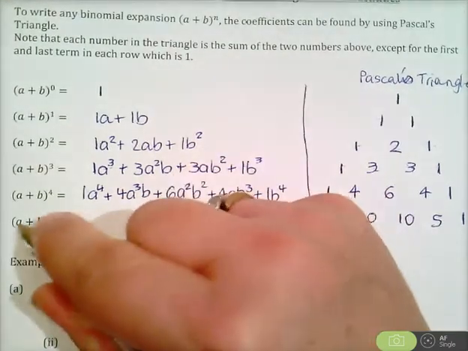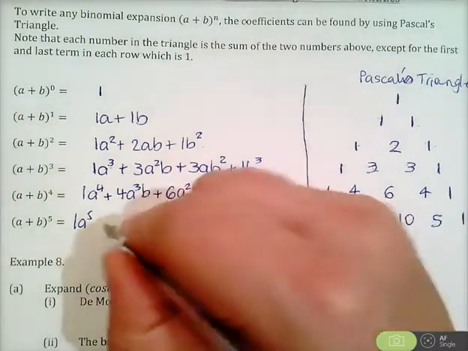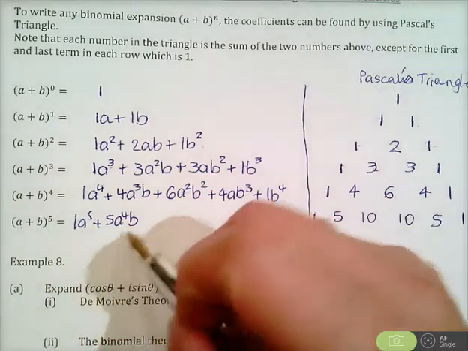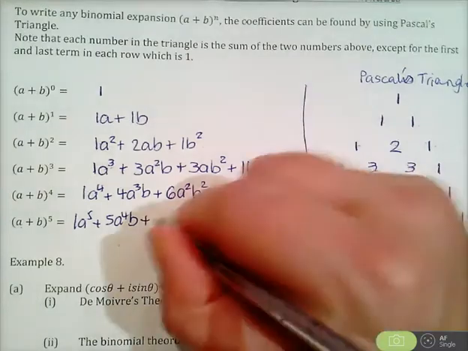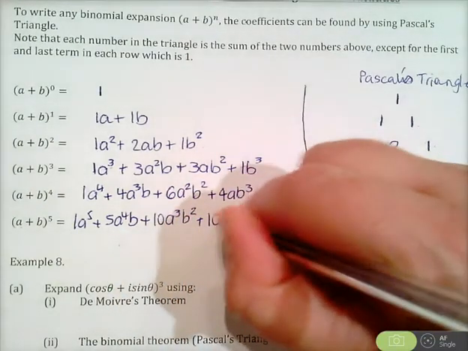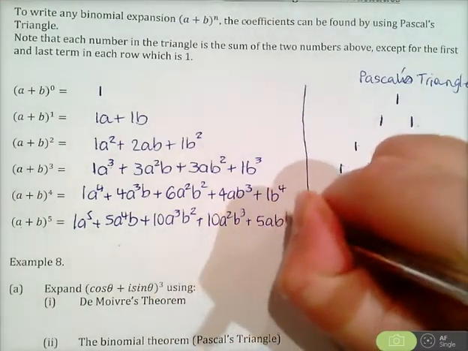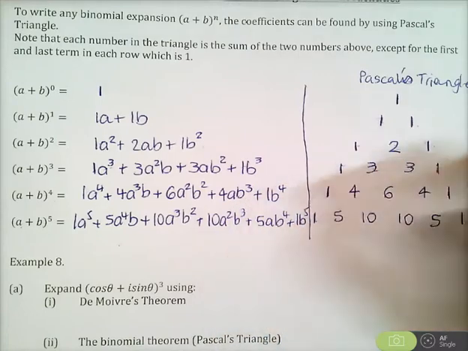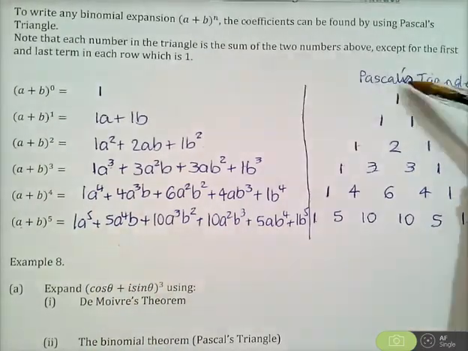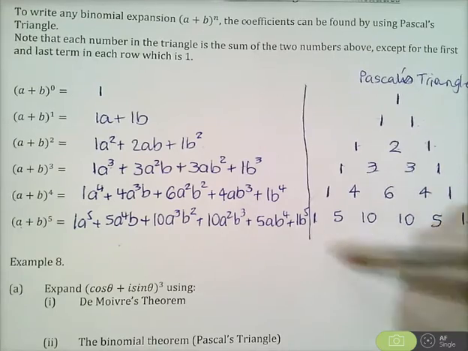And with (a + b) to the power of 5, you've got 1a^5 plus 5a^4 b. So we're just dropping one power of a, going up one power of b. Next coefficient's 10, so you get 10a cubed b squared. Another 10, 10a squared b cubed. Then you've got 5ab^4 and 1b^5. Okay, so that's binomial expansions, and the coefficients of the binomial expansions follow Pascal's triangle.